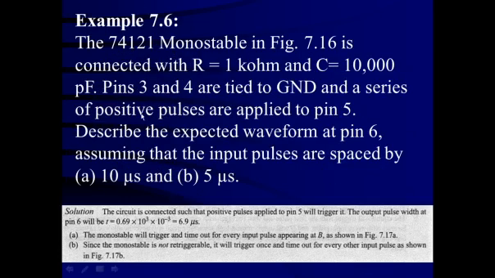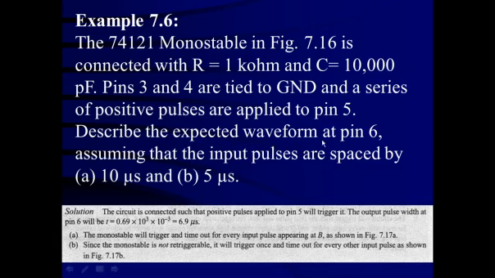Now, an example related to this. The 74121 monostable in figure 7.16 is connected with R equal to 1 kilo ohm and C equal to 10,000 pF. Pins number 3 and 4 are tied to ground. That means A1 bar and A2 bar are grounded. And a series of positive pulses is applied to pin number 5. That means the series of positive pulses is applied at the input B.